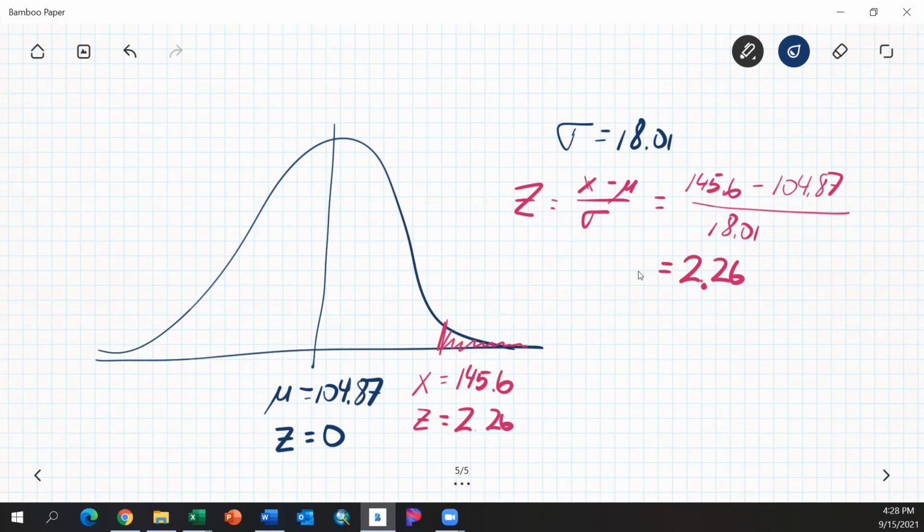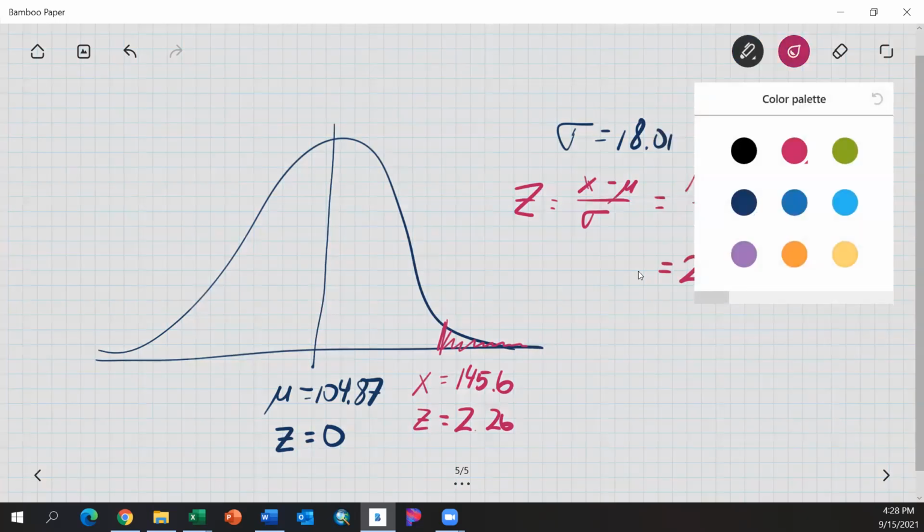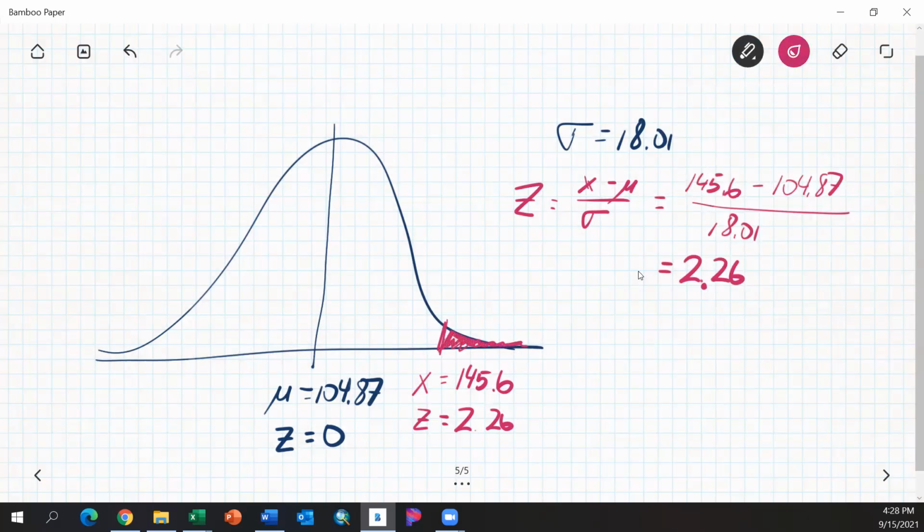Okay, now we want to find the area to the right of 2.26. First, we'll look at the standard normal distribution table, and then we'll look at some formulas in Excel to solve it. Let's switch screens to see the standard normal distribution table.